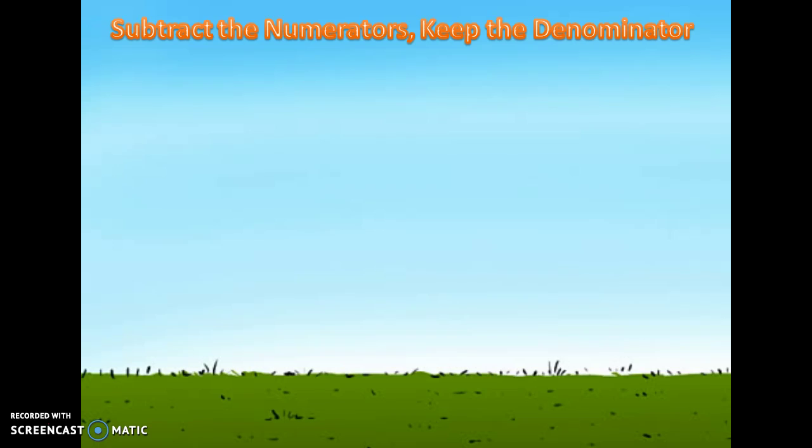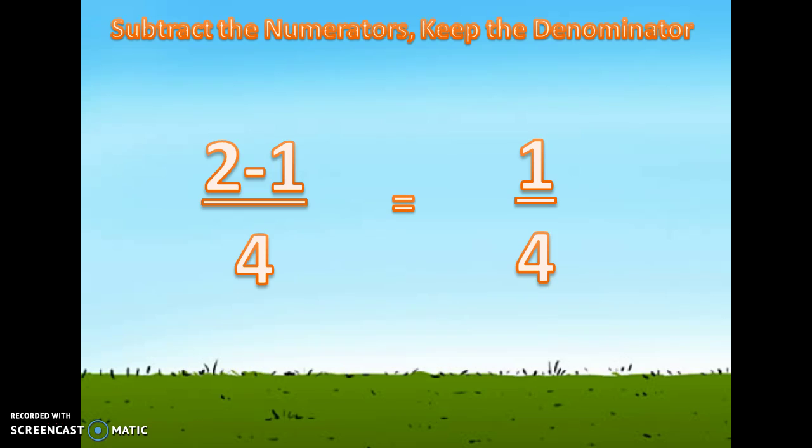Now, similar to addition, we just subtract the numerators and keep our denominator. So in this case, instead of 2 plus 1, it's 2 minus 1 over 4. We all know 2 minus 1 is 1. We keep our 4, and there it is, 1/4. 1/2 minus 1/4 is 1/4.